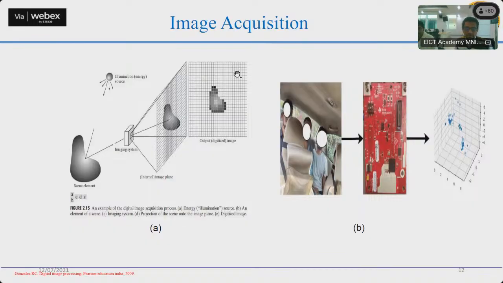In image acquisition, in other ways also, for example, here we are seeing different persons in a car. At the rear seat, you can see these different persons. How are they detected? They are detected using radar, wave radar. Some people would be thinking about how the image is involved. The image is involved here because a 3D point cloud is generated, which is converted into 2D.